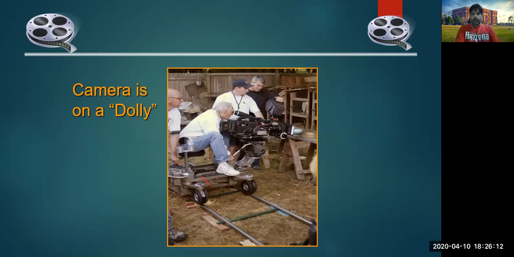So when the camera is moving in this motion on this track, that is called tracking right, and if it is moving in the opposite direction, that is tracking left, and if it is moving towards the subject, that is called dolly in. If it is moving away from the subject, that is called dolly out.